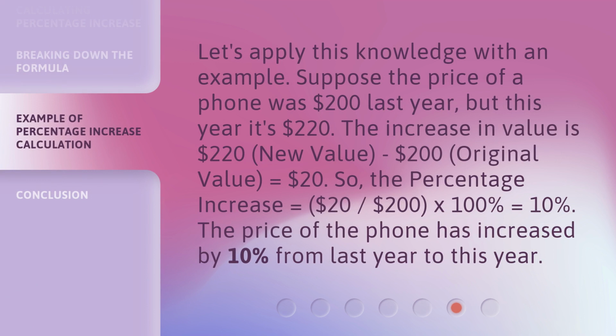Let's apply this knowledge with an example. Suppose the price of a phone was $200 last year, but this year it's $220. The increase in value is $220, new value, minus $200, original value, equals $20. So, the percentage increase equals $20 over $200, times 100%, equals 10%. The price of the phone has increased by 10% from last year to this year.